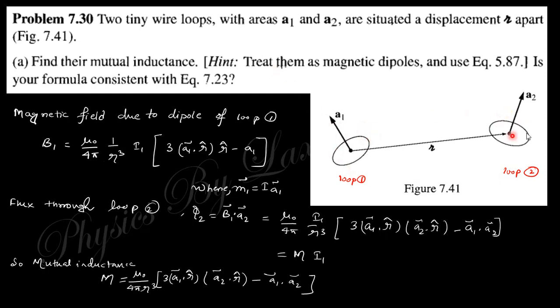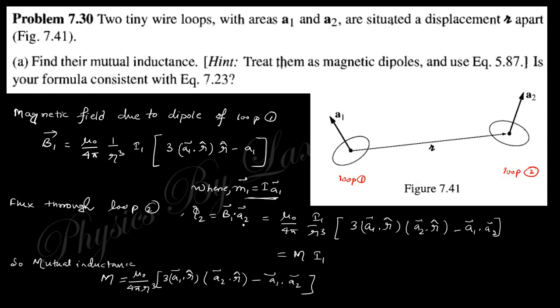Two tiny wire loops of area A1 and A2 situated at a distance R. Find their mutual inductance. So you need to find out their mutual inductance. You know the magnetic field due to a loop will be like that. Definitely there is a vector sign, where m is the magnetic moment, current into area.